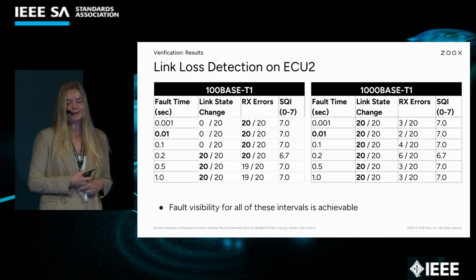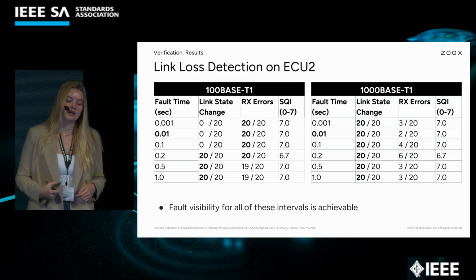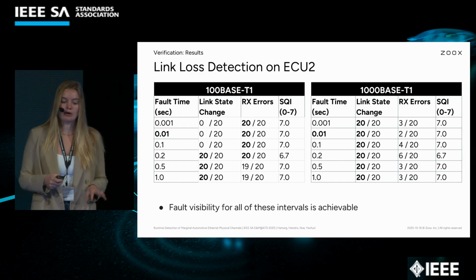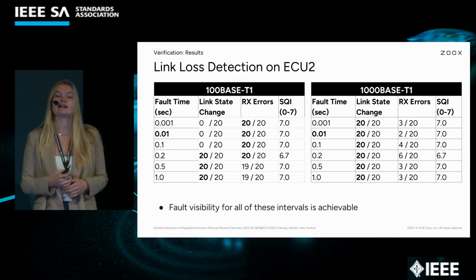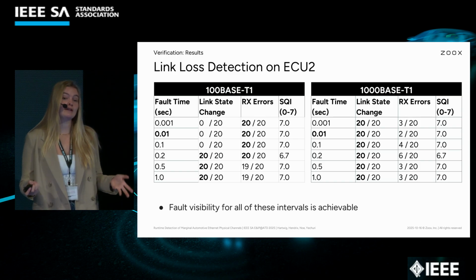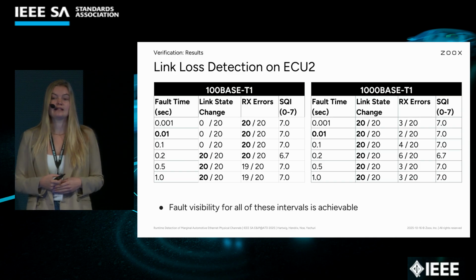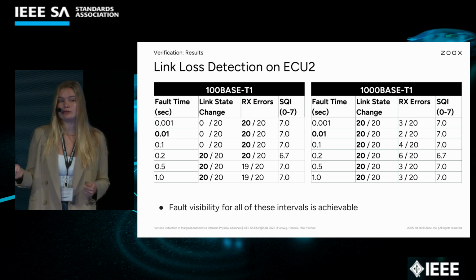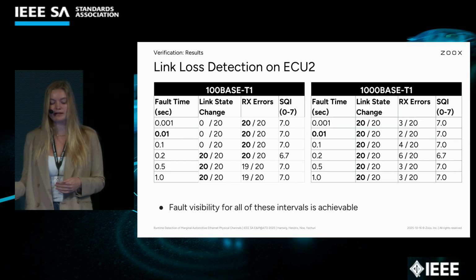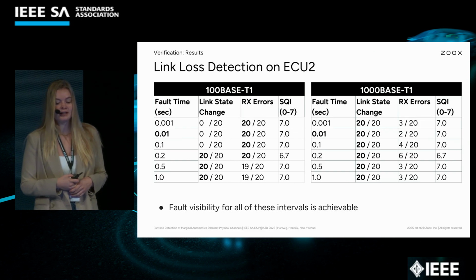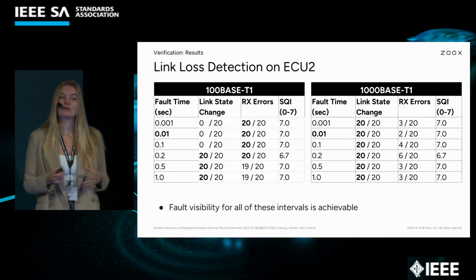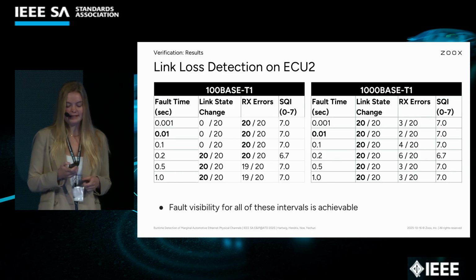tested another ECU, and we found some different results. Again, the link state change is relatively reliable for both 100BASE-T1 and 1000BASE-T1, and is more reliable when we get to longer disconnects. But one thing that we found that was totally different from the previous ECU was that the receive errors were actually the most reliable indicator of these short disconnects happening for this particular ECU. The SQI, however, in this particular circumstance, seemed to show no correlation to the length of the disconnects.